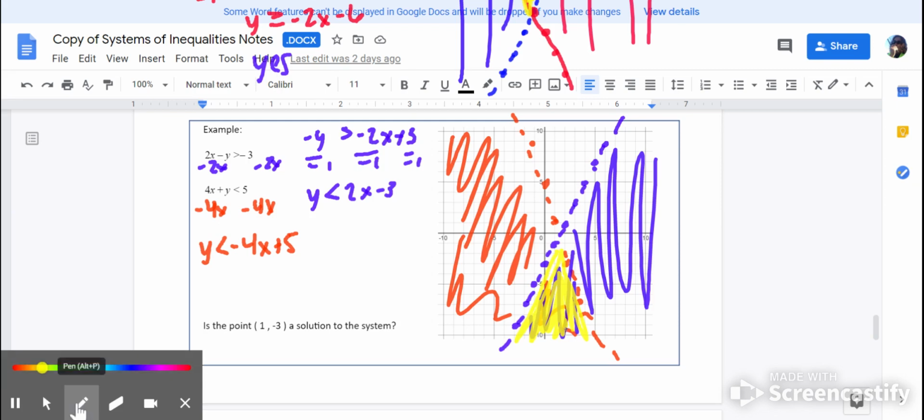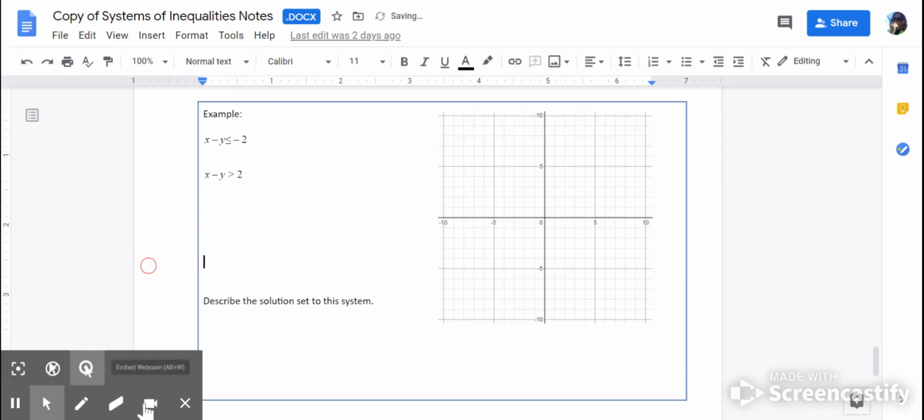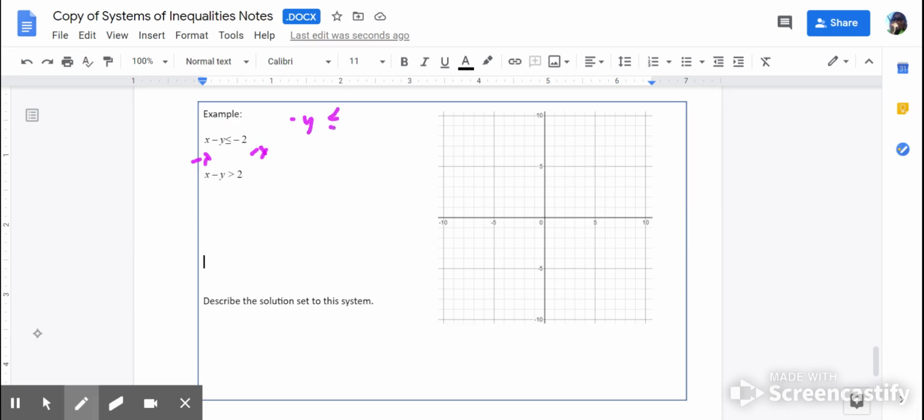So is the point 1, negative 3 part of the solution? There's 1, negative 1, negative 2, negative 3. So yes, it is. For our next example, we must get it in slope-intercept form again. So we've got to subtract x from each side. Negative y is less than or equal to negative x minus 2. Divide by negative 1. So y, flip my sign, greater than or equal to x plus 2.